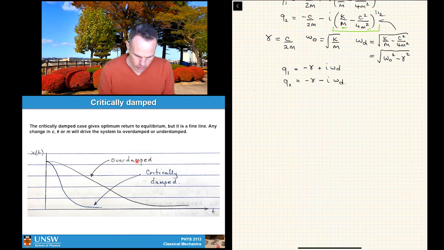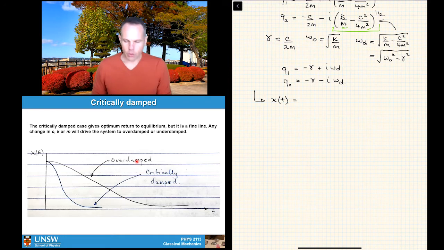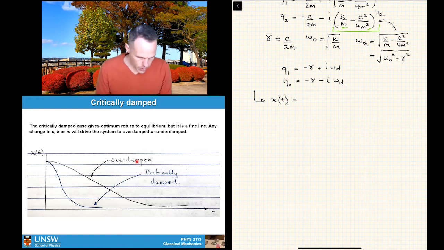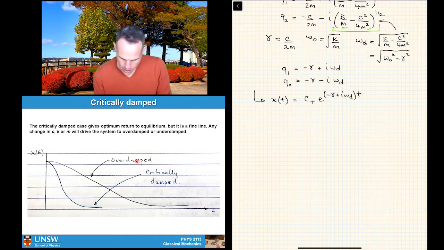If we're working on a trial solution here, we would probably be inspired by what we did earlier in the overdamped case to make sure we have two terms to correspond to the two different roots of the quadratic. We would also possibly be inspired by what we did yesterday to realize that these two terms will have prefactors at the front that are probably complex and very likely to be conjugates. So what we're going to do here is call this C plus e to the minus gamma plus i omega d t, plus C minus e to the minus gamma minus i omega d t, like so.